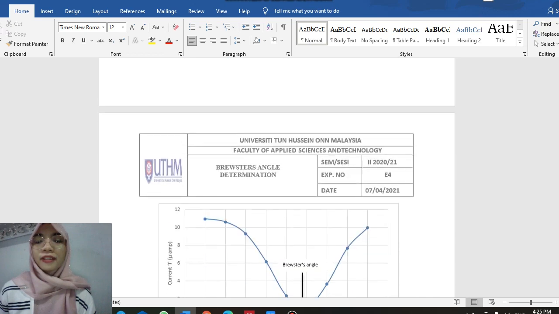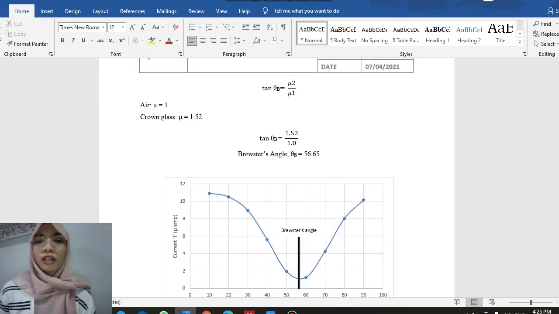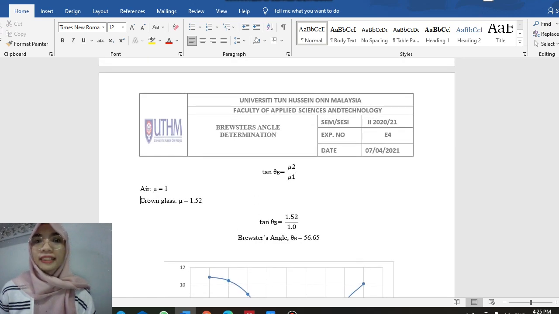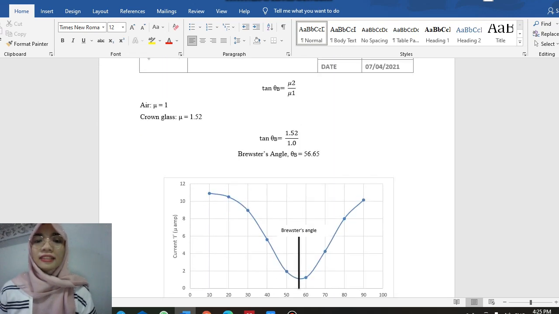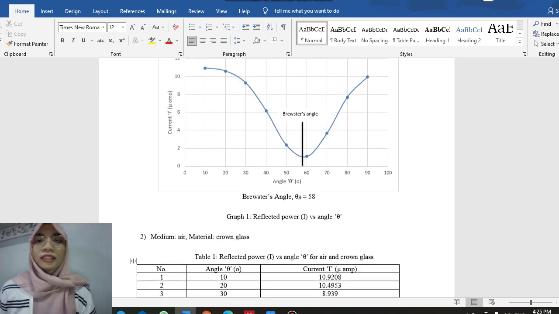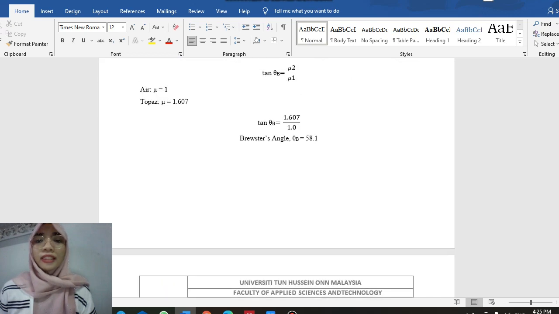Why is the Brewster angle for crown glass less than the Brewster angle for topaz? It is because when we look at the physical properties of crown glass, its surface is clearer than the topaz surface. The material of topaz is more complex than crown glass material. So that's why the Brewster angle for topaz is bigger than the crown glass Brewster angle.